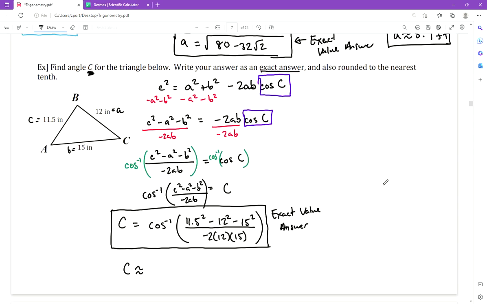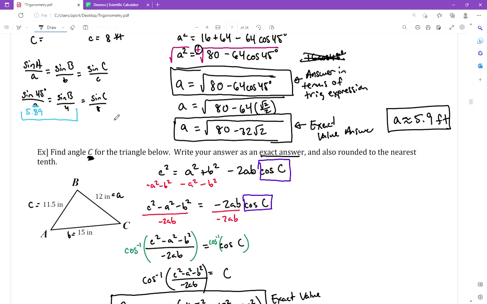Okay, so 48.9 degrees. There we go. That's it. There's our approximated angle.